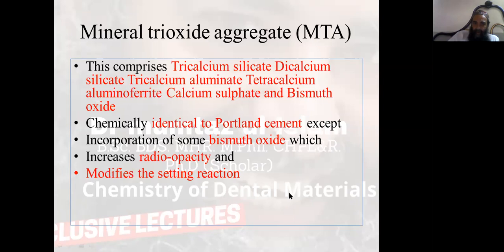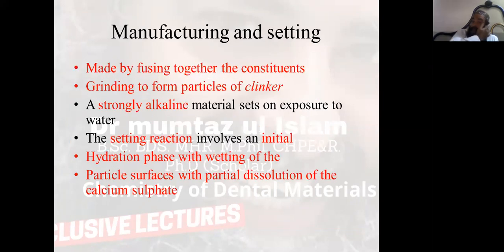mineral trioxide aggregate. Now, manufacturing and setting of mineral trioxide aggregate is made by fusing together the constituents, grinding to form particles of clinkers like cement. A strongly alkalic material sets on exposure to water. Setting reaction involves an initial hydration phase with wetting of the particle surfaces with partial dissolution of the calcium sulfate.